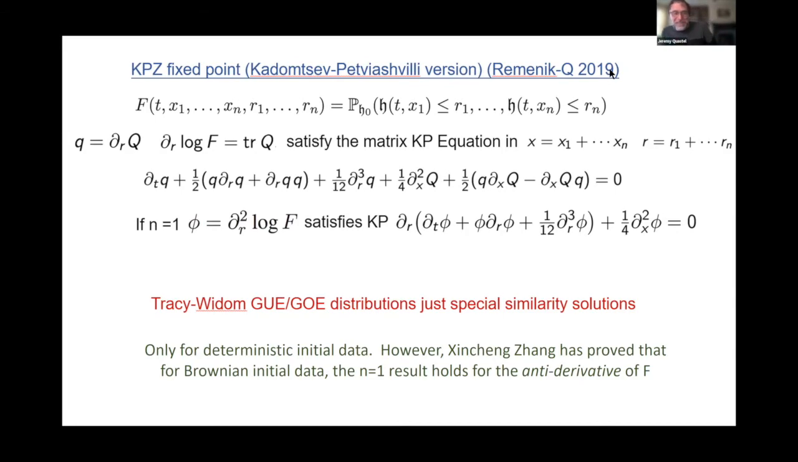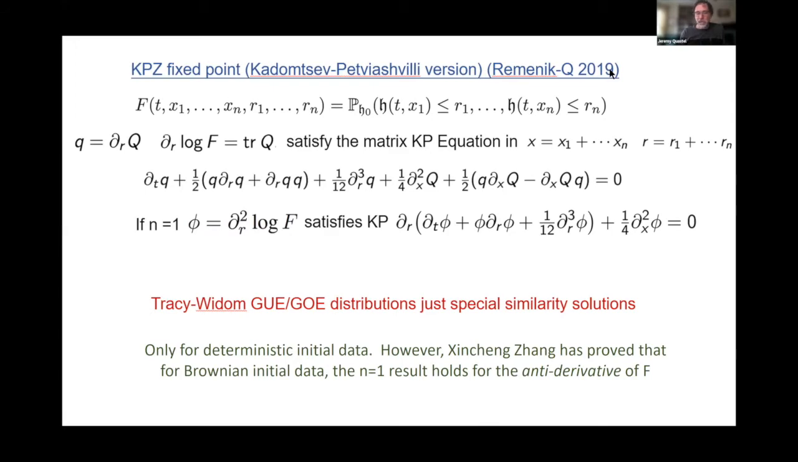I'll just point out that everything I've said is for deterministic initial data. There are spotty results here and there for non-deterministic initial data, though nobody understands them. In particular, my student Xincheng Zhang actually checked Brownian initial data, and lo and behold, the antiderivative of the one-point distribution satisfies the KP equation. Why that's true is anybody's guess. Of course, why the KP equations are true is anybody's guess also.